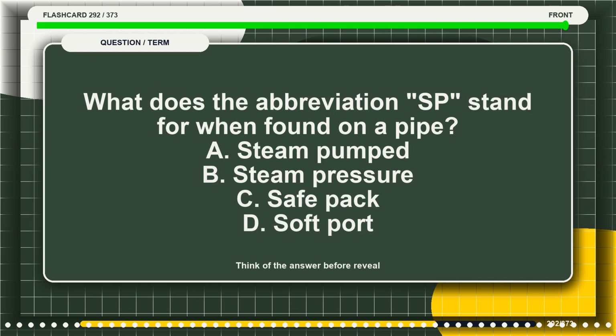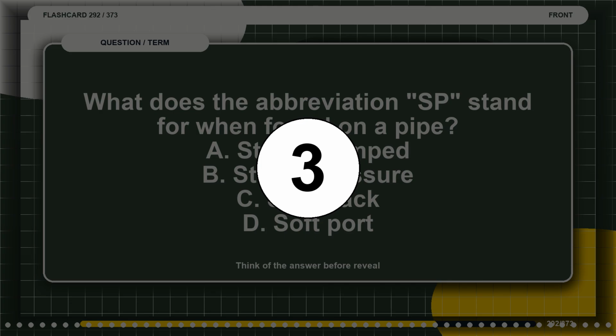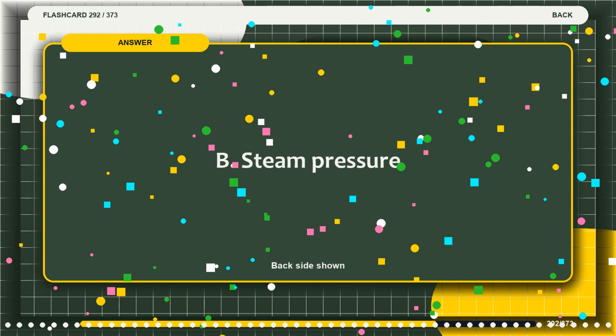Flashcard 292. What does the abbreviation SB stand for when found on a pipe? A. Steam pump. B. Steam pressure. C. Safe pack. D. Soft port. Think of the answer before the reveal. The answer is B. Steam pressure.